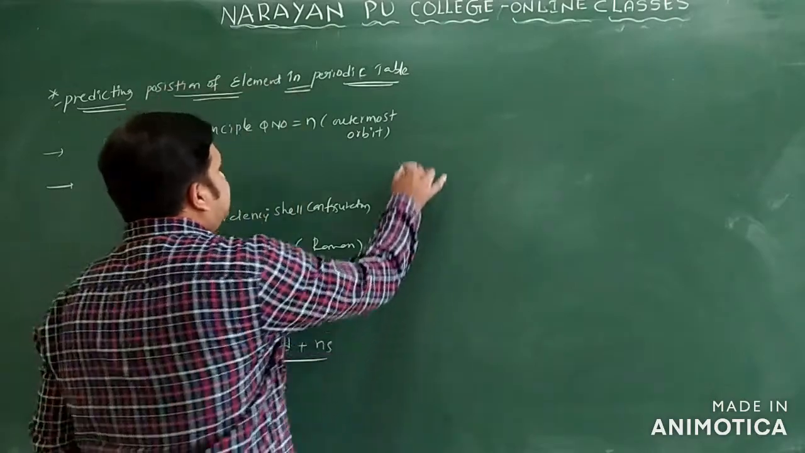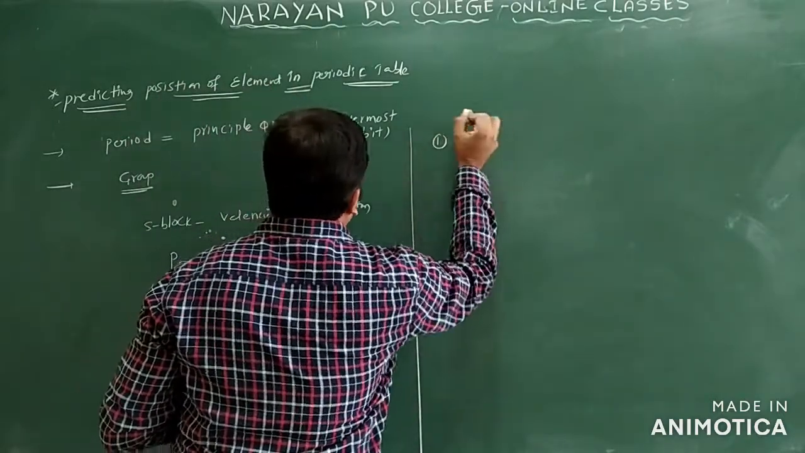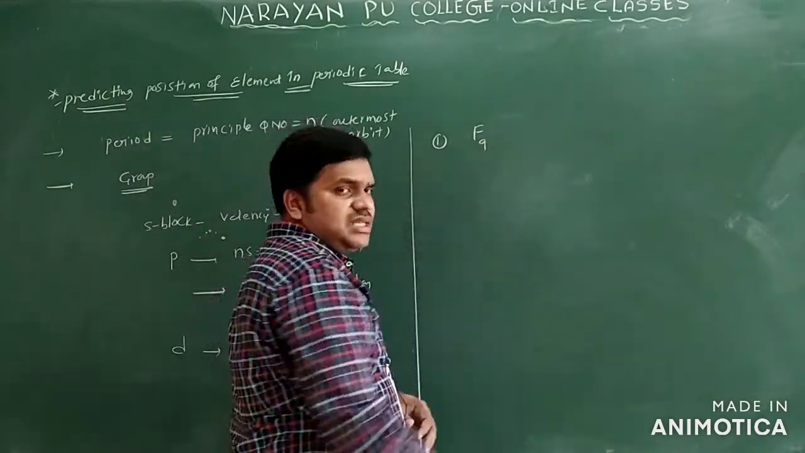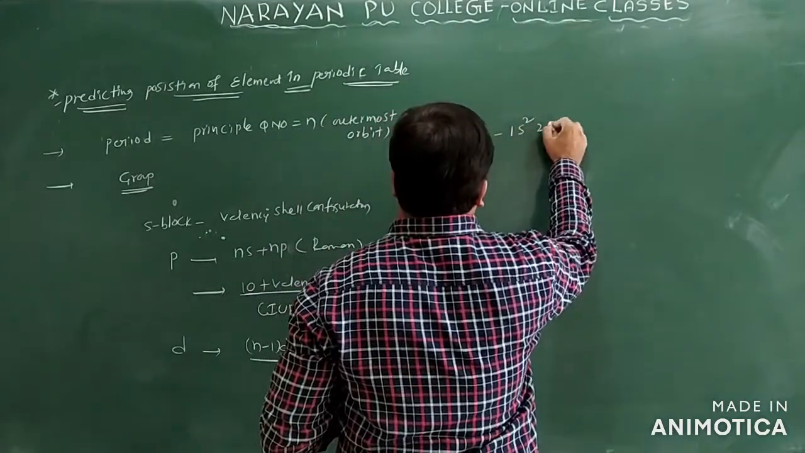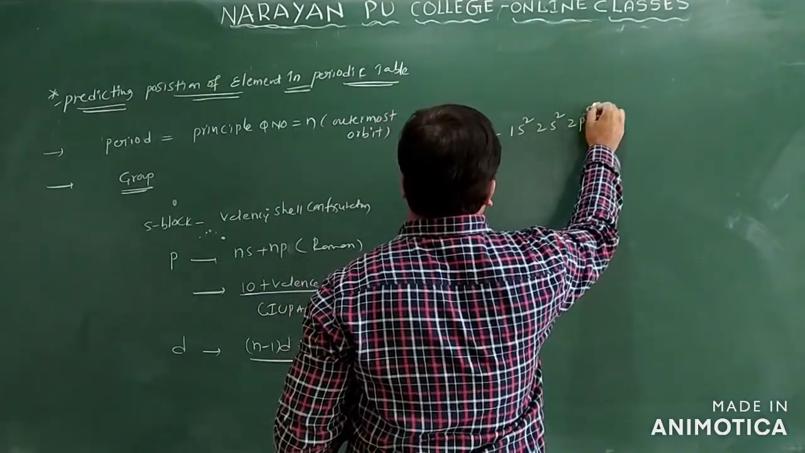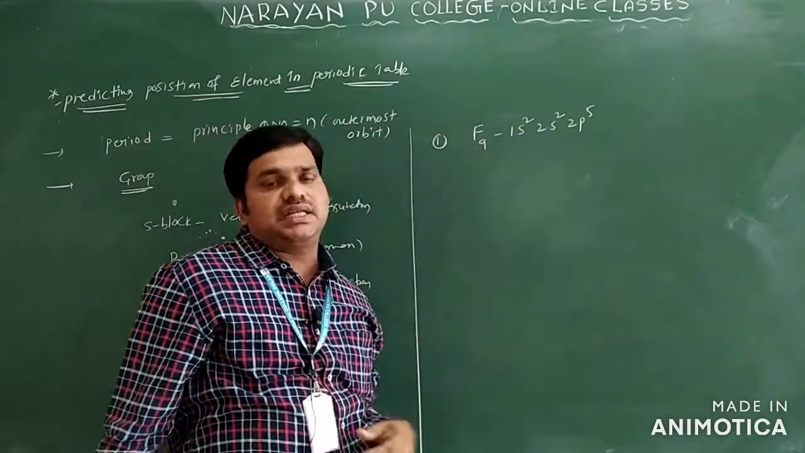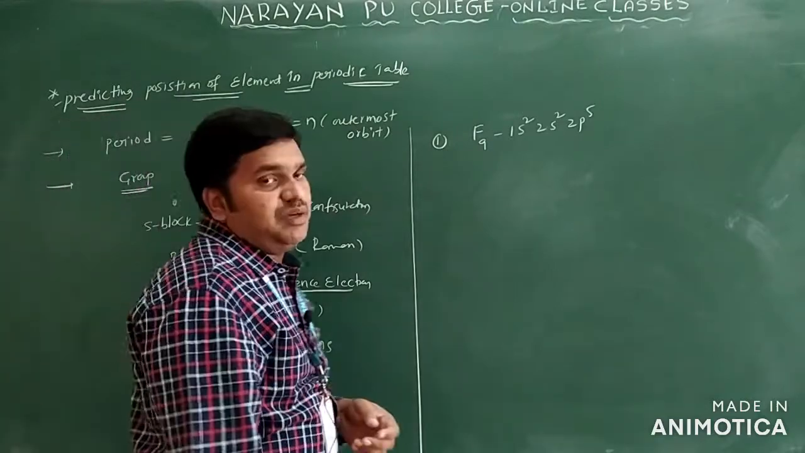Let us see one example. Suppose I am taking fluorine. Fluorine atomic number is 9. So you will write the configuration 1s2, 2s2 and 2p5. So here 2s electrons and 2p electrons are there, that is, ns and np electrons.